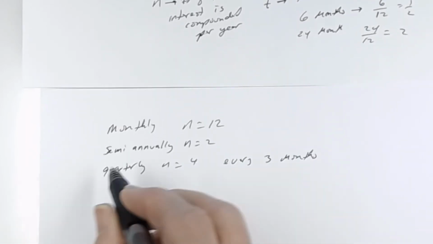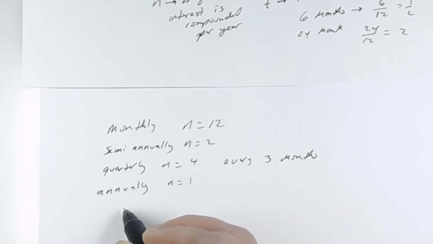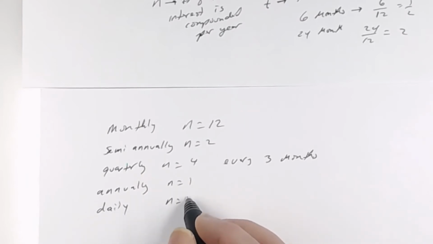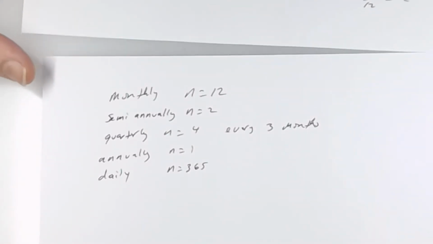And the other one is annually. N is 1. You may see this one though, daily. We're assuming we're not in a leap year. N is 365. So that's about all you need to know for N. Monthly, semi-annually, quarterly, annually, daily. I'm not going to give you one with daily.